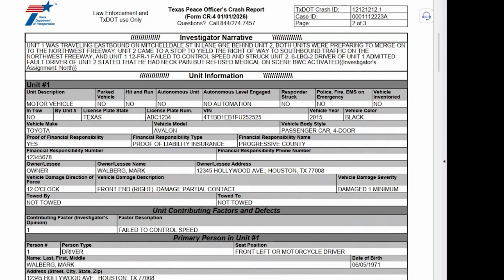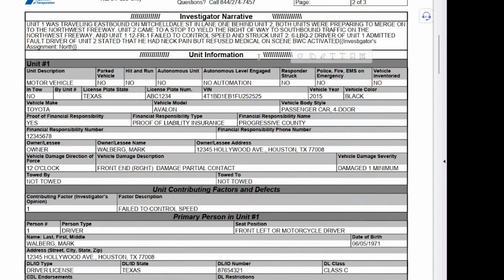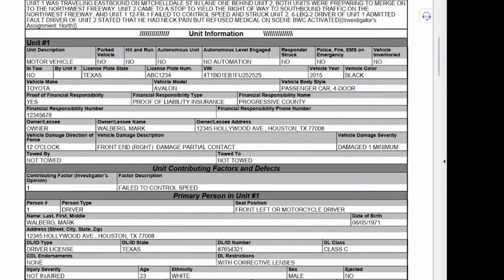I should have changed that to the Northwest Hassler Freeway, but that's fine. Unit 2 came to a stop to yield the right of way to southbound traffic on the Northwest Freeway, and Unit 1, I'll talk to you about this in a second, failed to control speed and struck Unit 2. Driver of Unit 1 admitted fault. Driver of Unit 2 stated that he had neck pain but refused medical on scene. BWC activated. And that BWC activated means the officer's body-worn camera was activated.